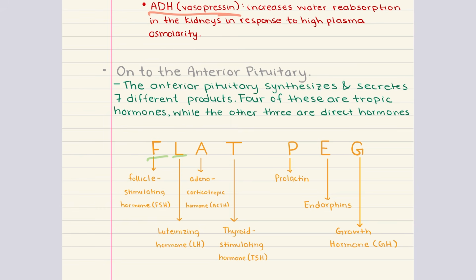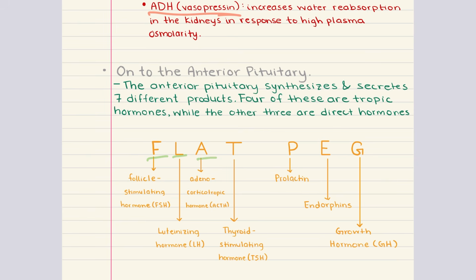L stands for luteinizing hormone. This hormone also regulates the reproductive system, but it triggers ovulation in females, and it stimulates the corpus luteum to produce progesterone. In males, it stimulates the Leydig cells of the testes to produce testosterone.